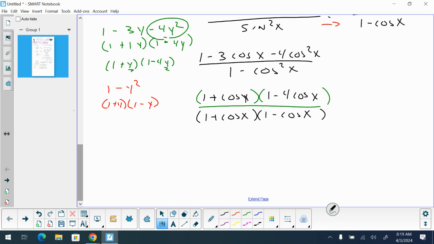Do we have any common factors? Top and bottom, do we have common factors? Yeah, the 1 plus cosines, they go bye-bye. Leaving us with 4 cosine over 1 minus cosine, what we're trying to get to, we is done. Once again, this really, really, really leans on your algebraic skills of factoring. That's why I like this type of problem.